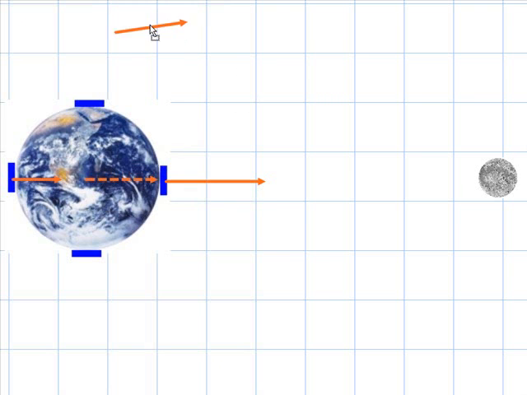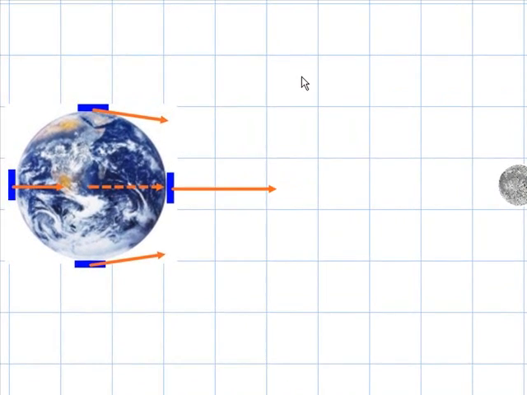Here is the gravitational force exerted towards the bottom. Notice it's about the same length here because it would be the same distance, but it's at an angle because it's pointed towards the Moon. Here is the gravitational force exerted on the top of the Earth, or in this part here in this picture, the top, again at an angle. So these are the forces that are exerted on each part of the Earth.